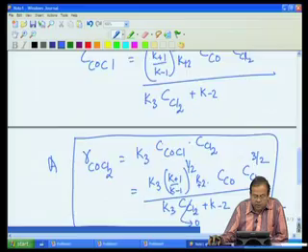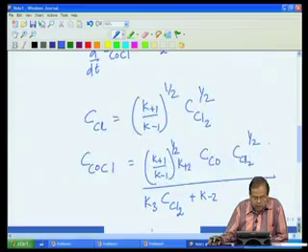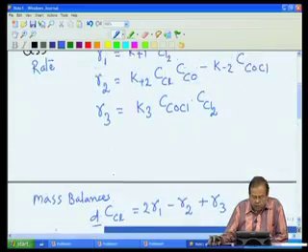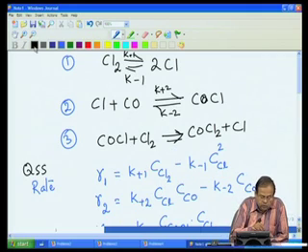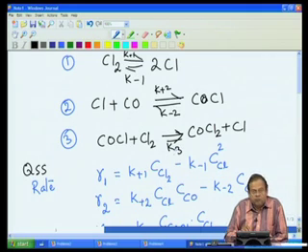Now, what does that mean in terms of mechanism? If we go back over here, what does it mean? What is K3? First of all, K3 is this rate constant. If K3 is very small, then what will happen? What are we actually doing? We are assuming that the third reaction is very slow.